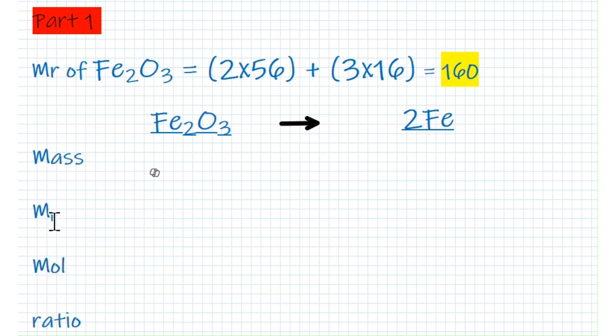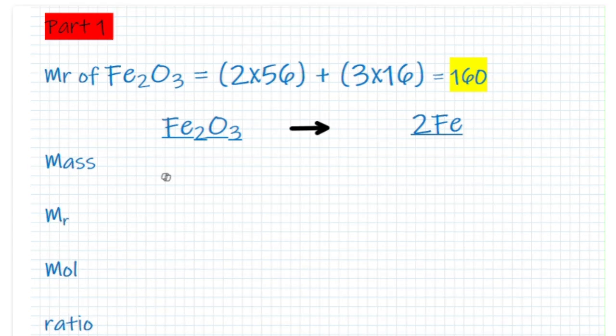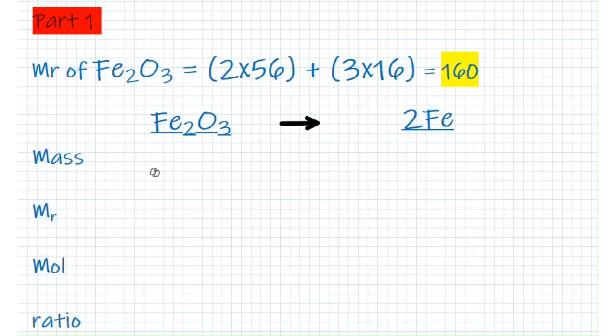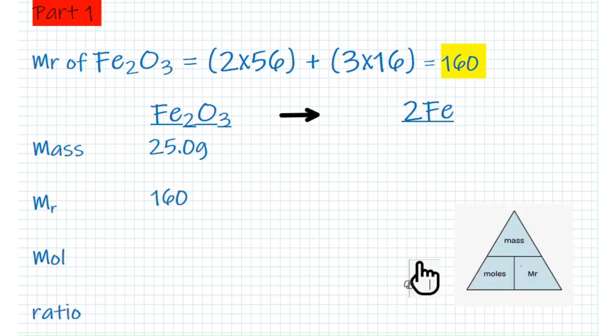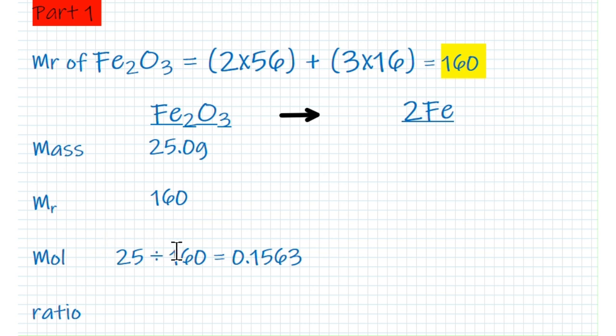So we put the two molecules or atoms at the top, Fe2O3 and Fe. Down the side, mass, Mr, moles, ratio, and we sub in and then use our formula triangle, Mr, moles with the mass on his head. So we've got 25 grams of iron oxide, the Mr is 160. Moles with the mass on his head means we have to divide the mass by the Mr, and that gives us 0.1563. We leave that number in our calculator because we're going to need it later on.